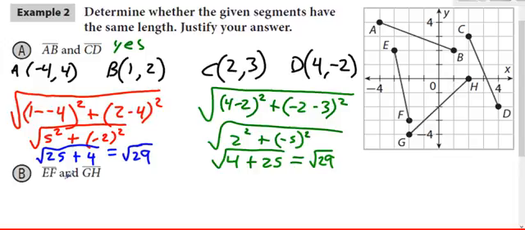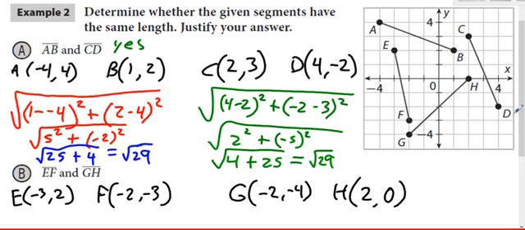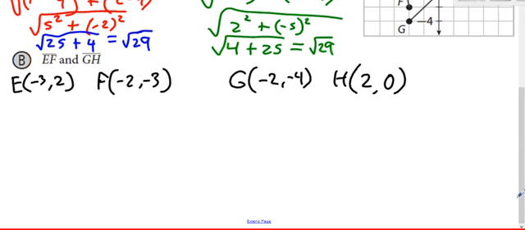We'll do pretty much the same thing for EF and GH. So for EF, we need the endpoints. E is at negative 3, 2. F is at negative 2, negative 3. G is at negative 2, negative 4. And H is at 2, 0. So then we will use those points in the distance formula.